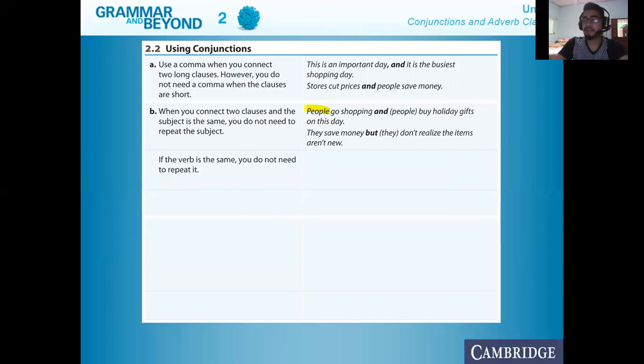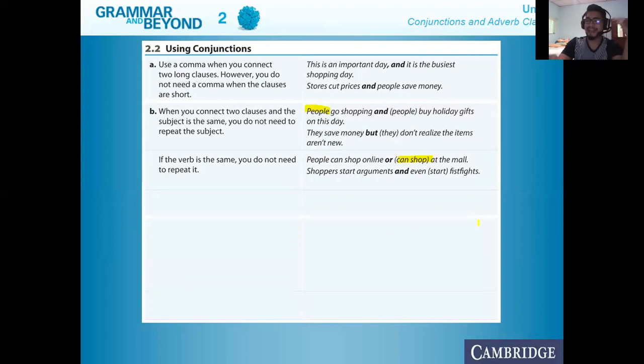If the verb is the same, you don't need to repeat it. For example, people can shop online or at the mall. As you can see in the parentheses, you have the option of "can shop" as well, which means we are saying that people can do the action of shopping either at the mall or online. Therefore, you don't need to repeat that action.